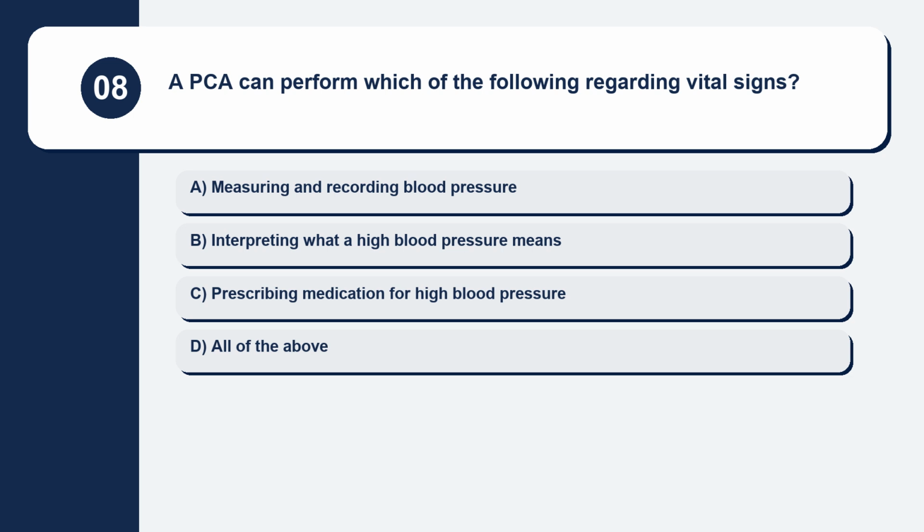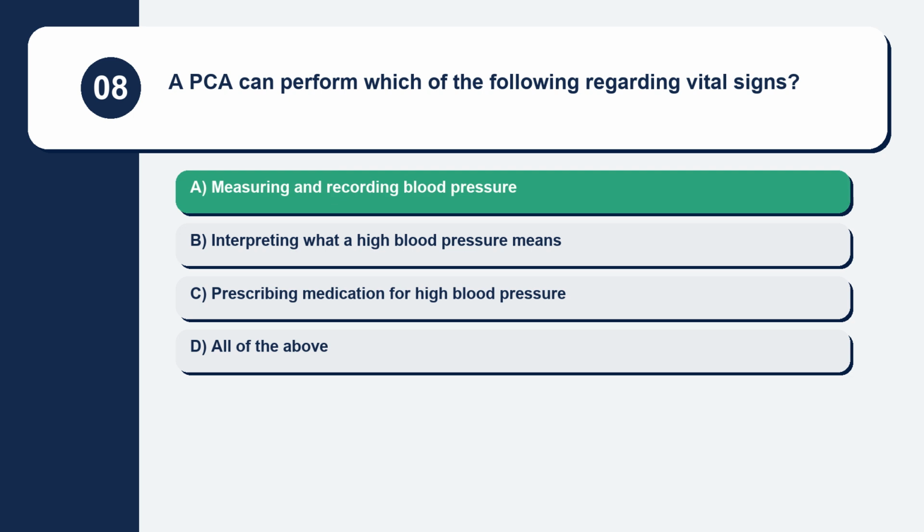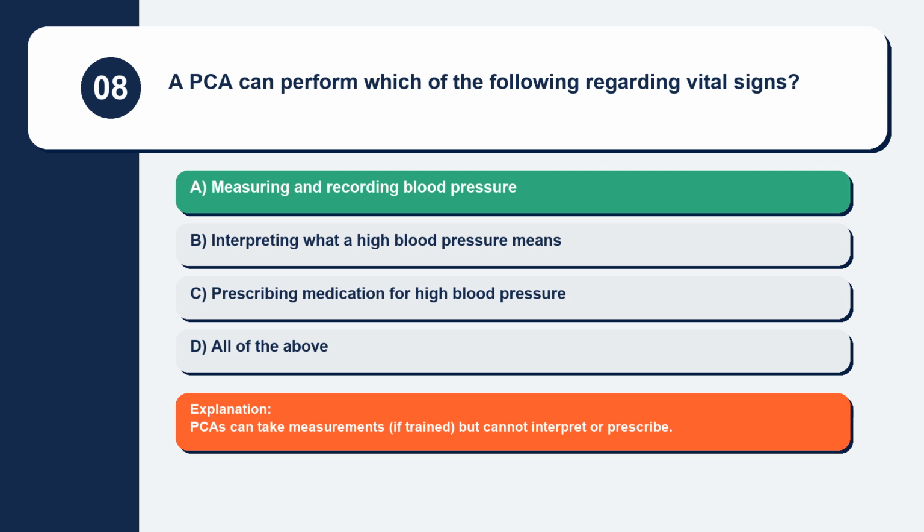Question 8. A PCA can perform which of the following regarding vital signs? Measuring and recording blood pressure. Interpreting what a high blood pressure means. Prescribing medication for high blood pressure. All of the above. PCAs can take measurements, if trained, but cannot interpret or prescribe.